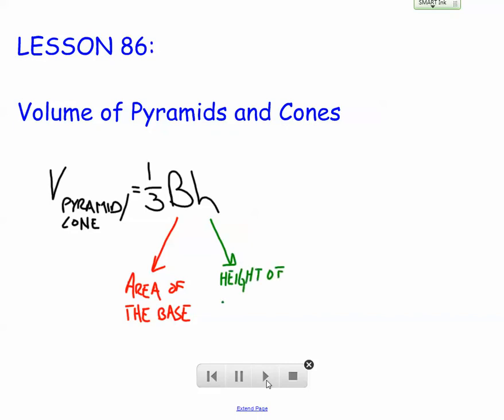And I think we'll see some examples of this as we go through, and I'll demonstrate to you why it's 1/3. So it used to be, or well, it still is, volume of a prism or a cylinder is just area of the base times the height of the prism. Now when we're doing a pyramid or a cone, it's 1/3 of that. Just divide by 3. So here we go.